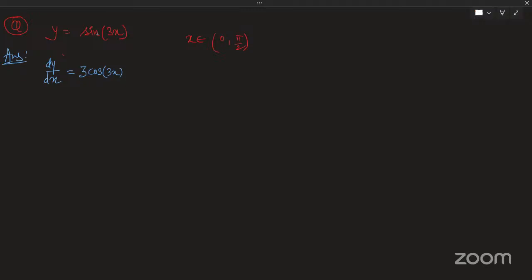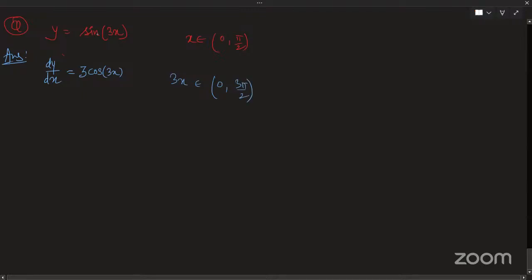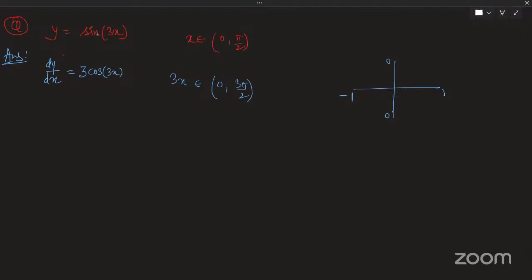If x is going from 0 to pi by 2, so 3x will go from 0 to 3 pi by 2. So how does cos work? It will work like 0, 1, 0 and minus 1. I've just treated my 3x as a new quantity. You can just think of 3x as some quantity z. So it is 3 cos of z, cos of z.